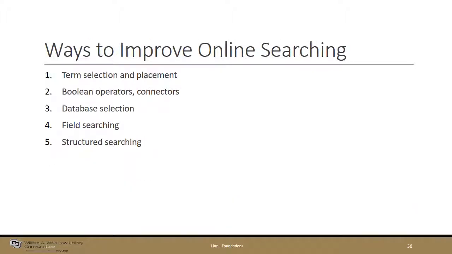So what we covered in this presentation is ways to improve online searching. We talked about term selection and term placement with regard to one term to the other. We talked about Boolean operators and other kinds of connectors to help you express legal or factual concepts within your searches. We talked about database selection and using appropriately sized databases that include the relevant documents but not extraneous documents.